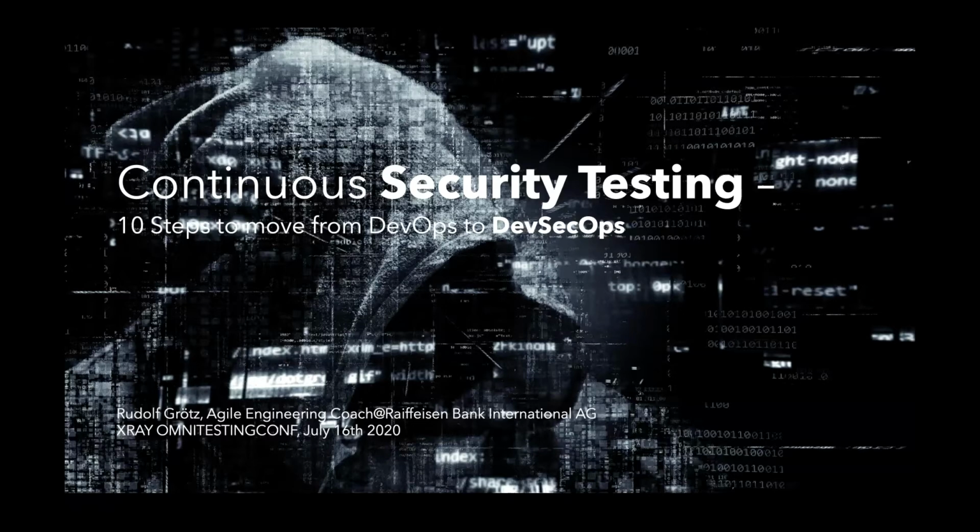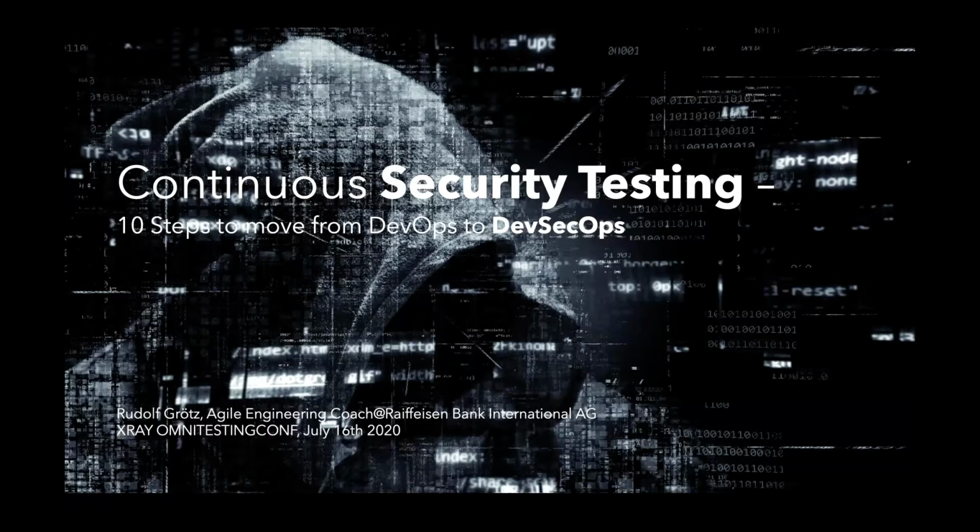My name is Rudolf, I'm an agile engineering coach at Raiffeisen Bank International in Vienna. Today I will show you how you can bring continuous security testing into your development cycle. The message of my talk is, build quality into your product by introducing security tests right from the beginning.